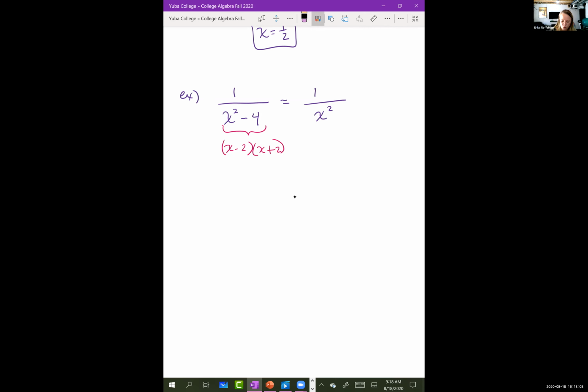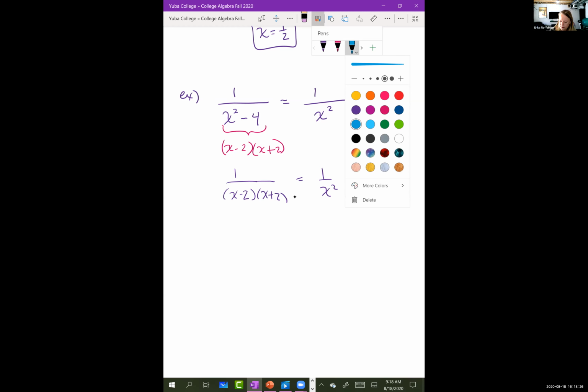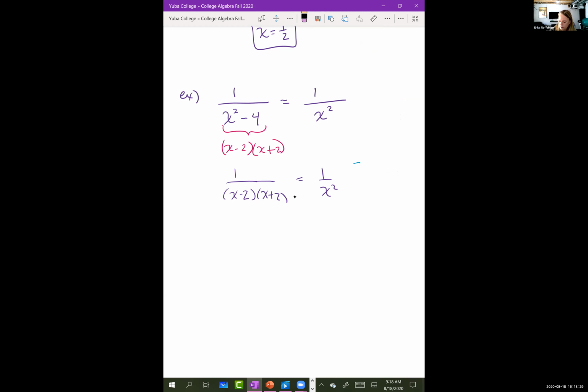And so now we have 1 all over x minus 2, x plus 2 equals 1 over x squared. So I can tell here x can't be values which would set the denominator equal to 0. So in this case, x cannot be... x minus 2, the value that would set that equal to 0 is when x is 2. So x can't be 2. x plus 2 is 0 when x is negative 2. So x can't be negative 2. And x squared equals 0 when x is 0.